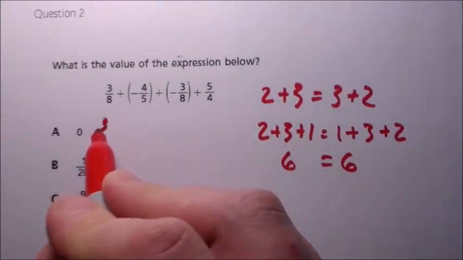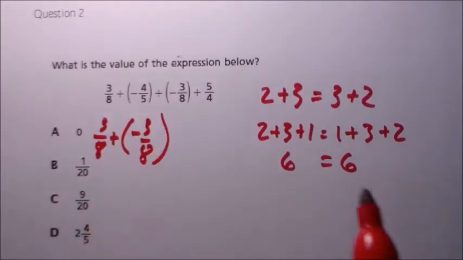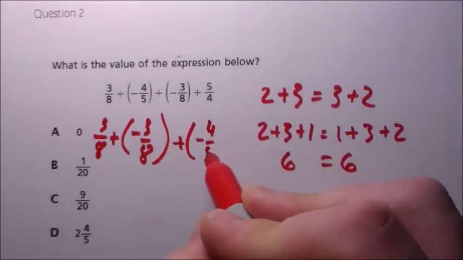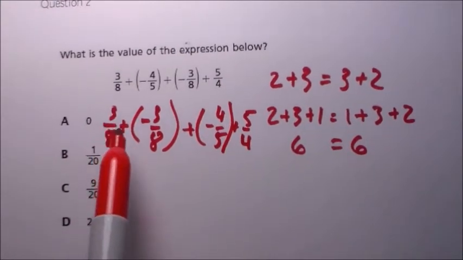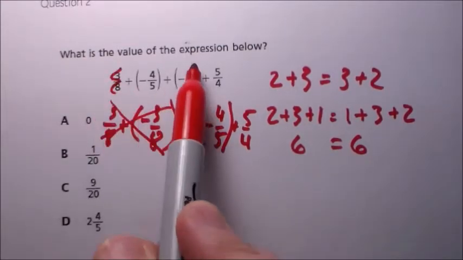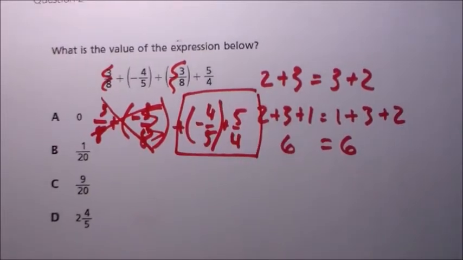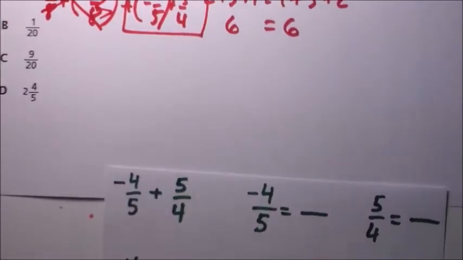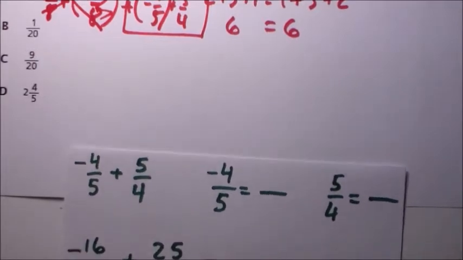So if we have 3/8 plus negative 3/8, that's just going to cancel out. And then we can have plus negative 4/5 plus 5/4. But this 3/8 plus negative 3/8, that's just going to cancel out. Boom, boom. We're left with some work to do. But we're off to a good start. Okay, so we have negative 4/5 plus 5/4. Kind of giving away the answer here.